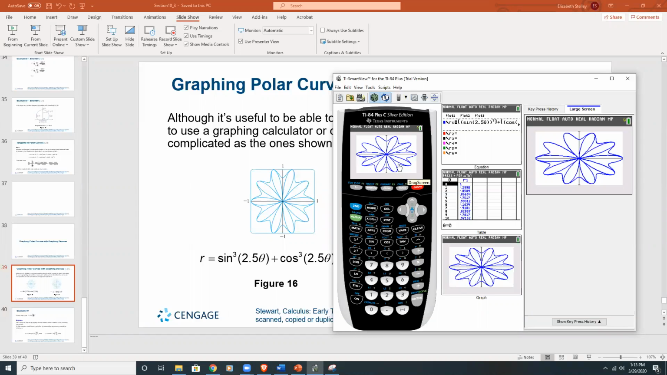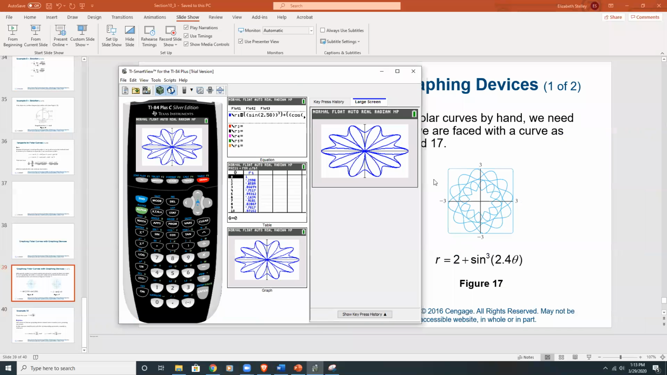But hopefully you can tell that this is the same graph as what you see here on the PowerPoint. Okay? I think it's just about done. And there it is, it finished. So now let's try this second curve.